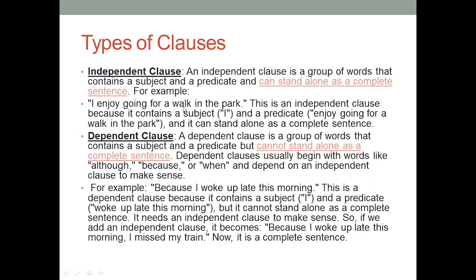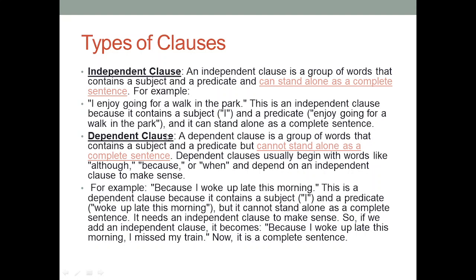I enjoy going for a walk in the park. This is an independent clause because it contains a subject, I, and a predicate, enjoy going for a walk in the park. So this whole from enjoy to park, this is a predicate. And it can stand alone as a complete sentence. So there is no loophole in the meaning of this sentence. Okay, we can understand what is being talked about in the sentence. There is nothing left in the sentence. So it's an independent clause.